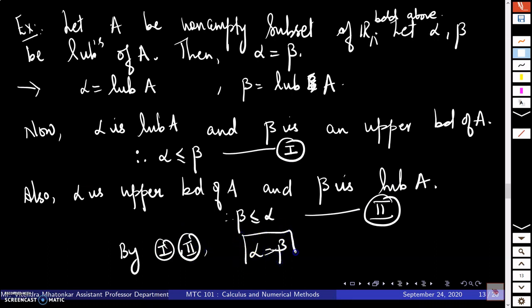So if you take a non-empty subset of R which is bounded above, then it is going to have a unique supremum or least upper bound. It cannot have more than one least upper bound.